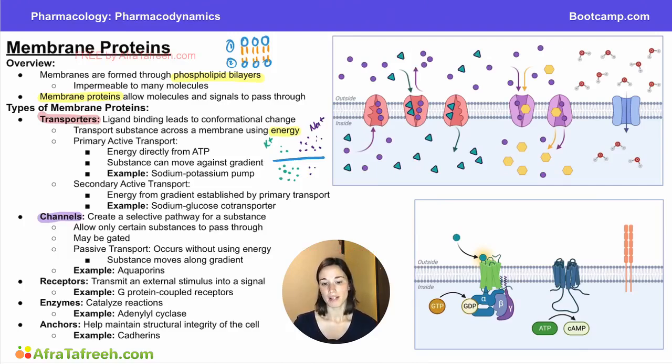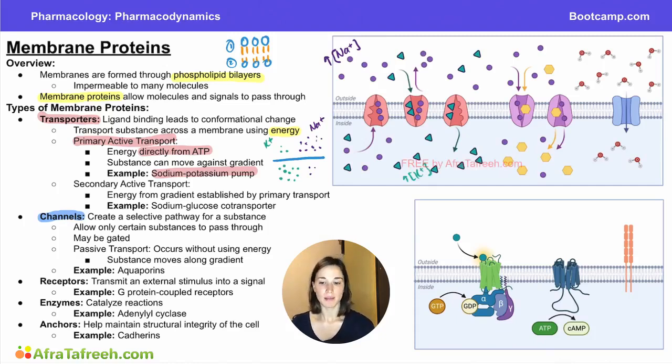This process requires energy. There are two types of active transport that are defined by where the energy for the transport comes from. Primary active transport gets energy directly from ATP. An example of a primary active transporter is the sodium-potassium pump, which is responsible for maintaining the membrane potential of a cell. Like I mentioned before, sodium exists at a higher concentration outside the cell than inside the cell. Potassium is at a higher concentration inside the cell.